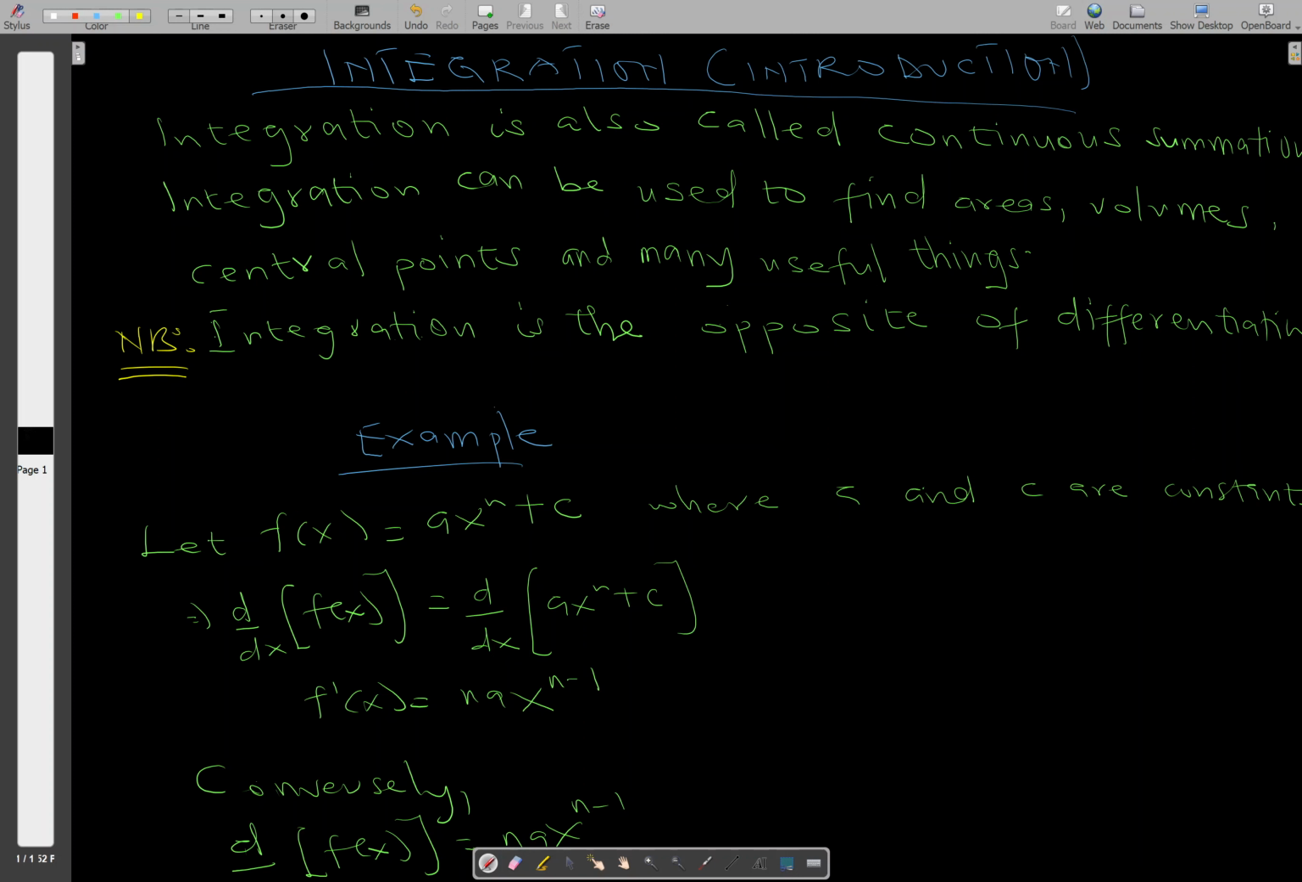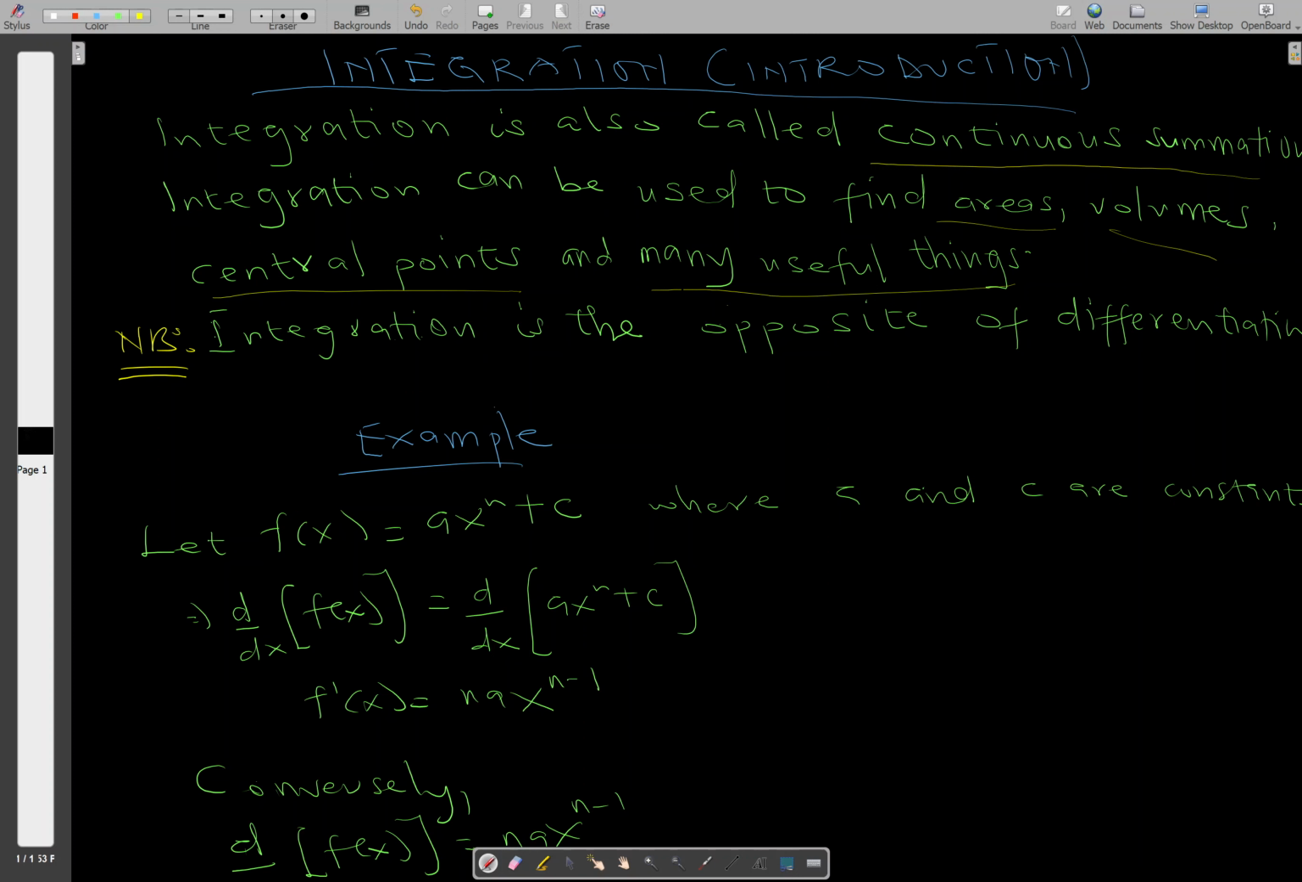In this lesson, we will discuss the basic introduction to integration. Integration is also called continuous summation, and it can be used to find areas, volumes, central points, and many useful things. Okay, and we say that integration is the opposite of differentiation.